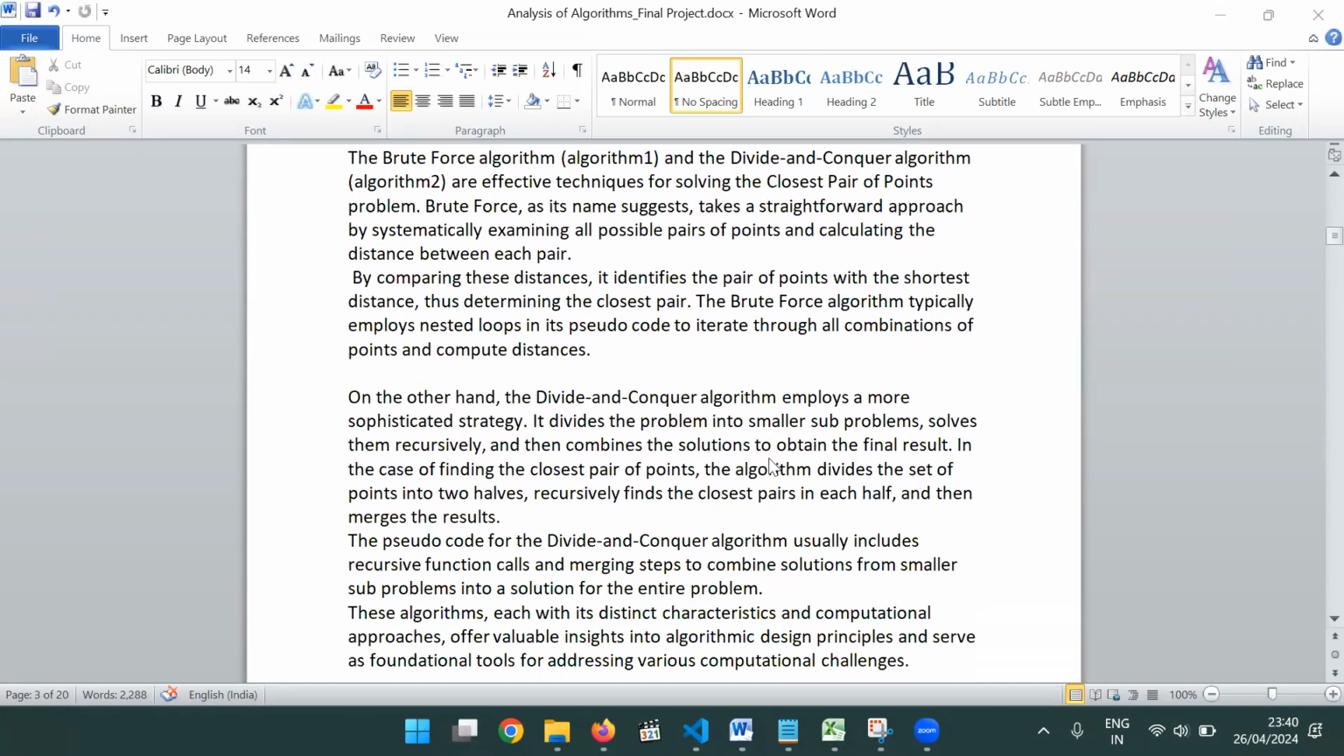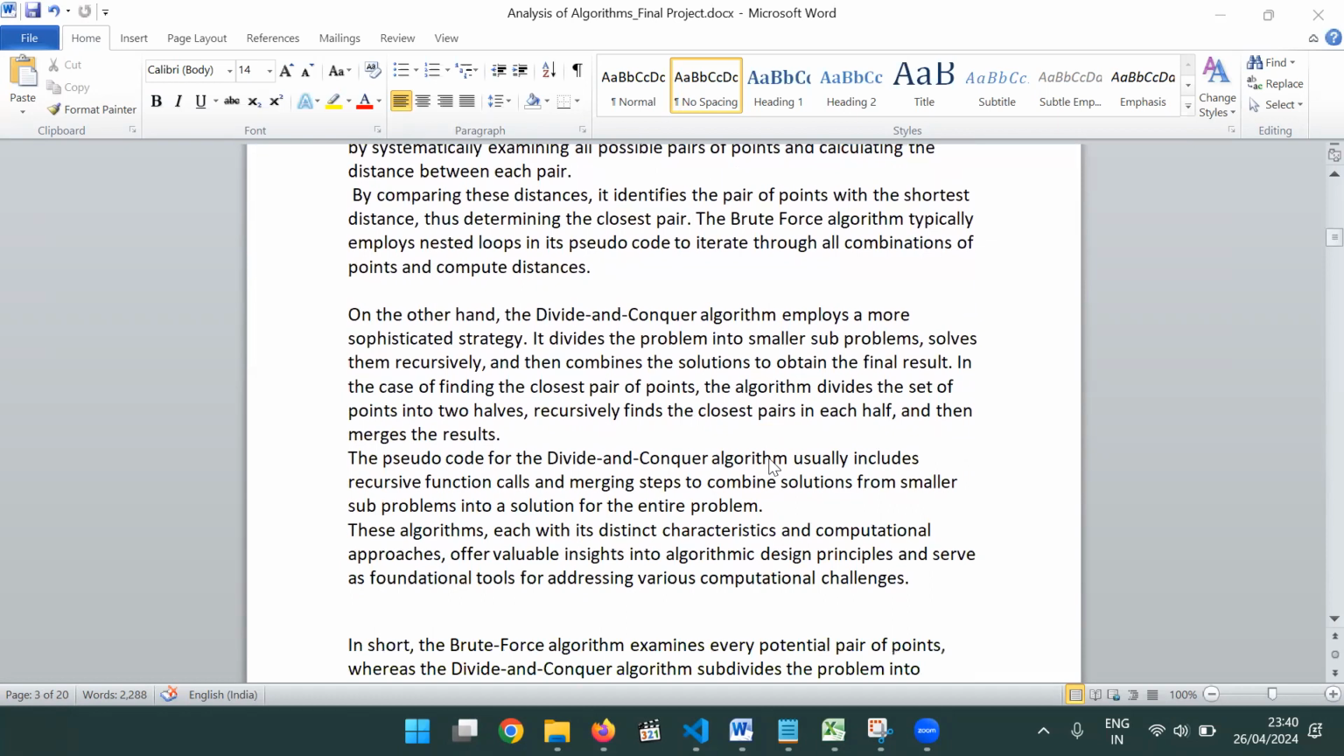And on the other hand, the divide and conquer algorithm offers a more efficient solution. It works by recursively dividing a set of points into smaller subsets, solving the problem for each subset and combining the results in the end. The key insight lies in realizing that the closest pair of points can either both lie in the left half, or both in the right half, or one in each half, across the boundary between them.